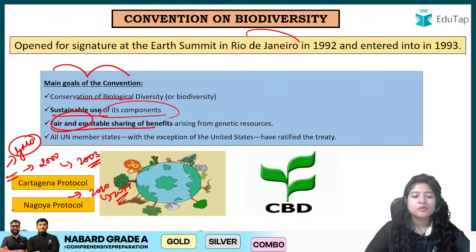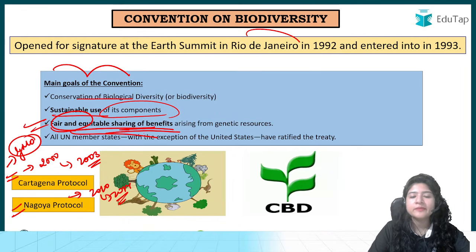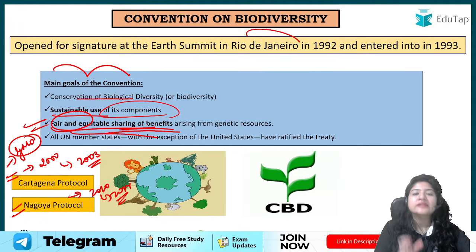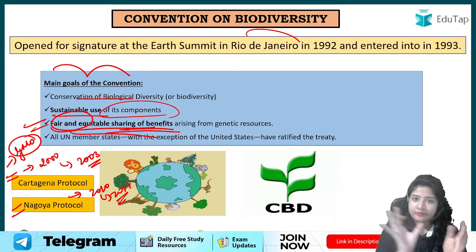Second is your Nagoya Protocol. It deals with fair and equitable share of benefits. Whatever benefit exists in a country, they should not gatekeep it, and they should not over-exploit it, which can harm the other organisms that live there, right?